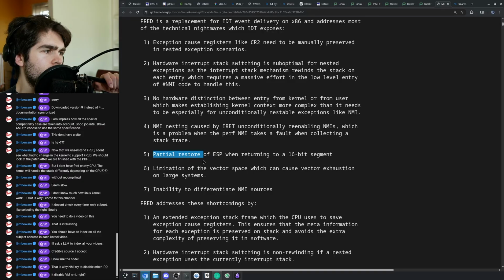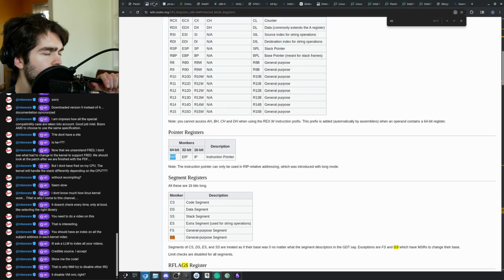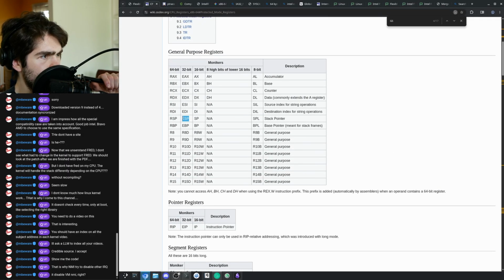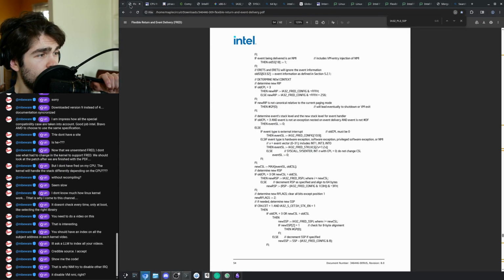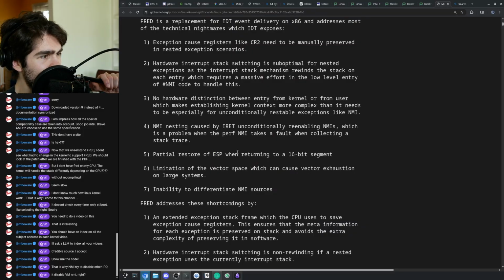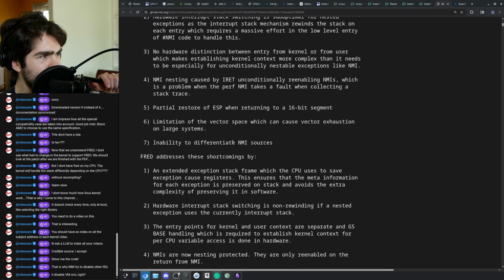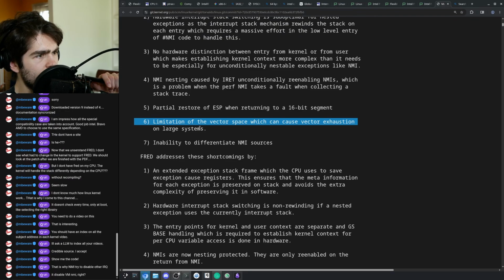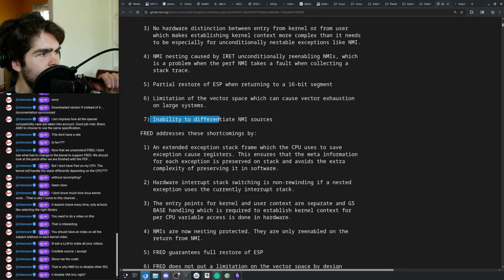Partial restore of ESP when returning to a 16-bit segment. Are we talking about a specific register here, or a stack pointer? Okay, so this messes with the stack pointer as well. Good lord. Limitation of the vector space, which can cause vector exhaustion on large systems. Yeah, we're talking about vector space on the IDT, okay. Inability to differentiate NMI sources.